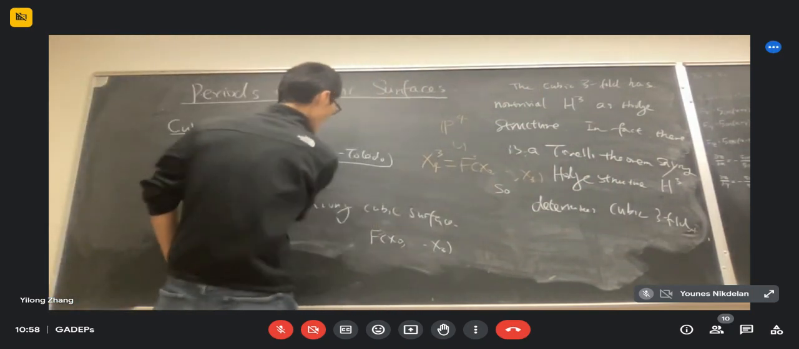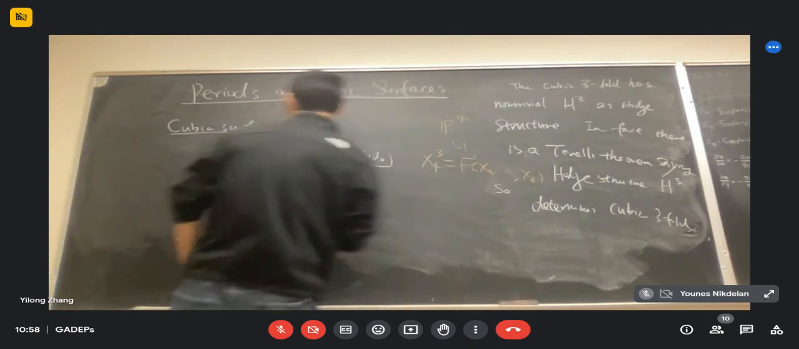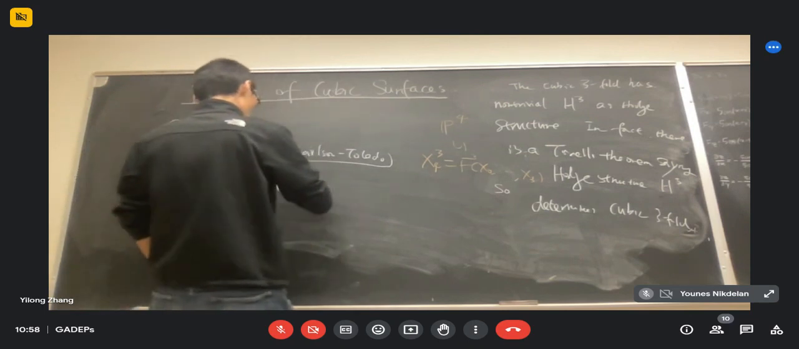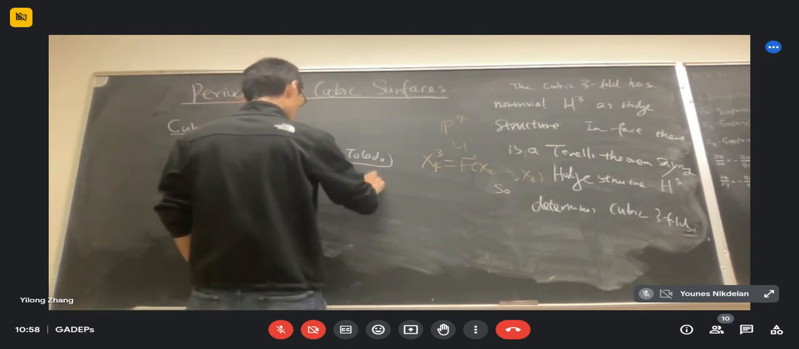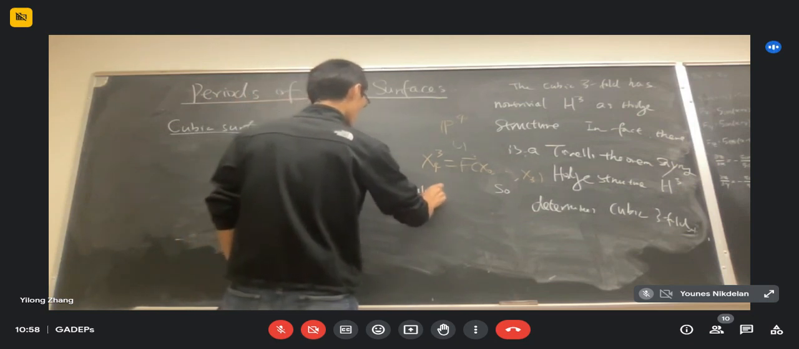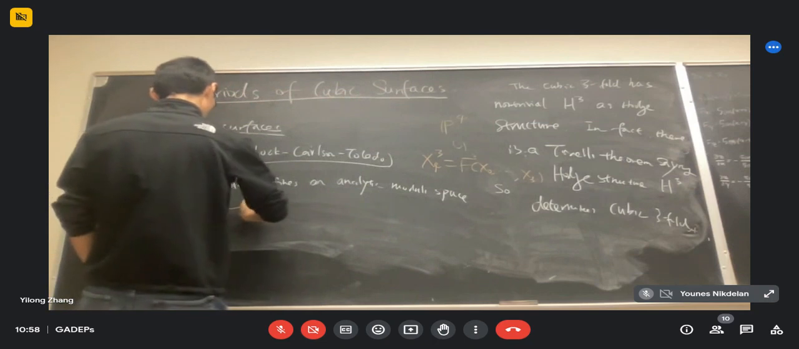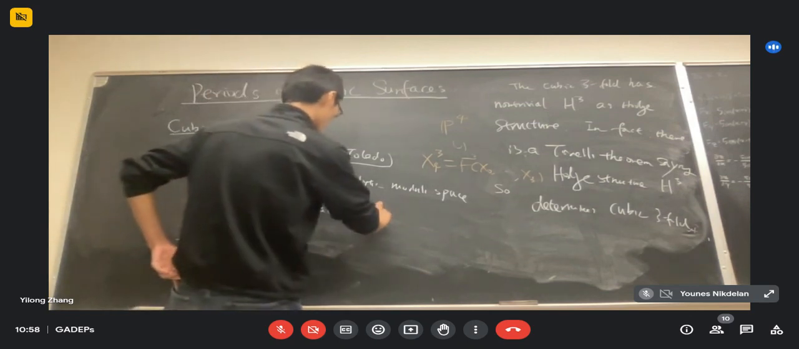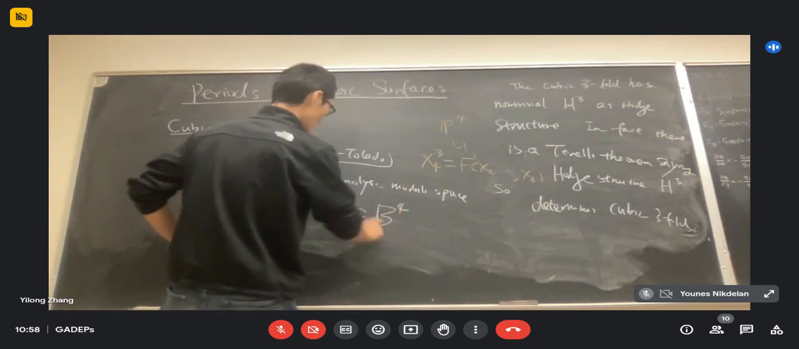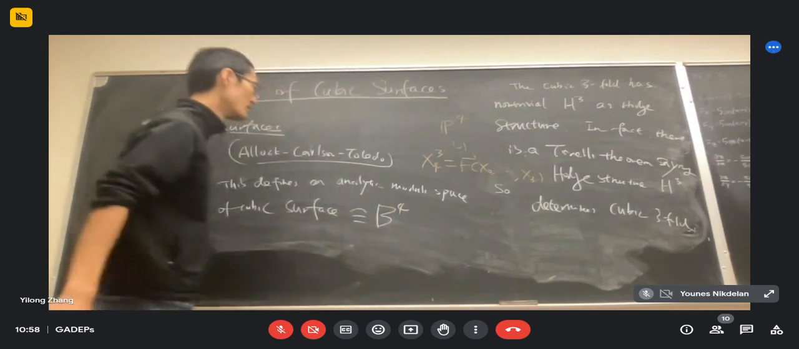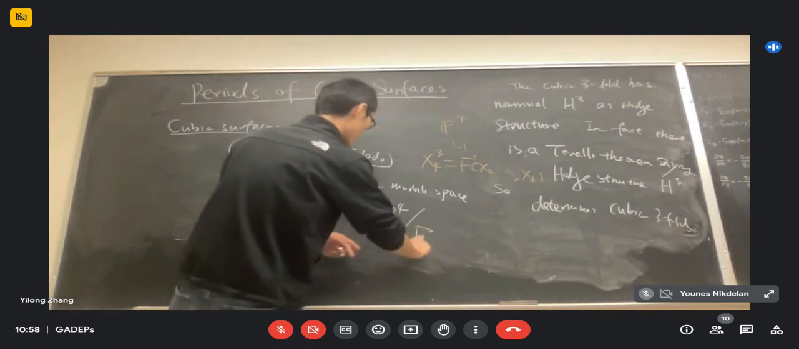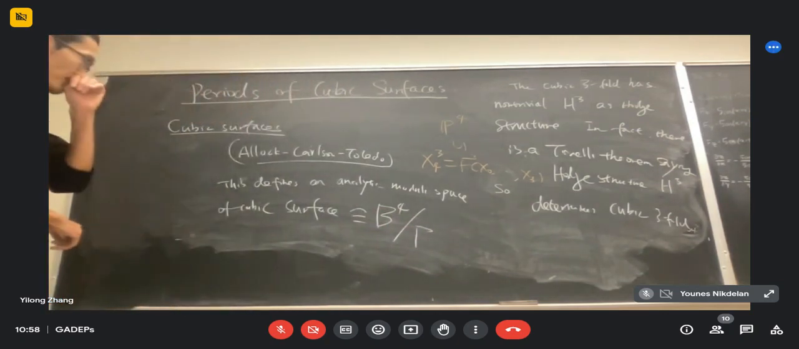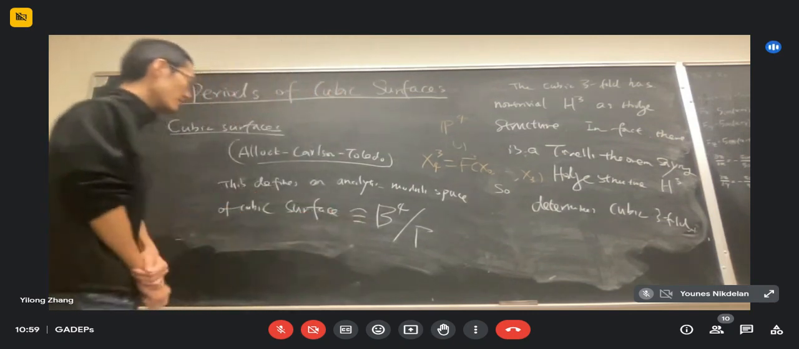So this defines an analytic moduli space of cubic surfaces, actually as a ball quotient. It is a four-dimensional ball quotient by some arithmetic subgroup, which is an example of a period domain.